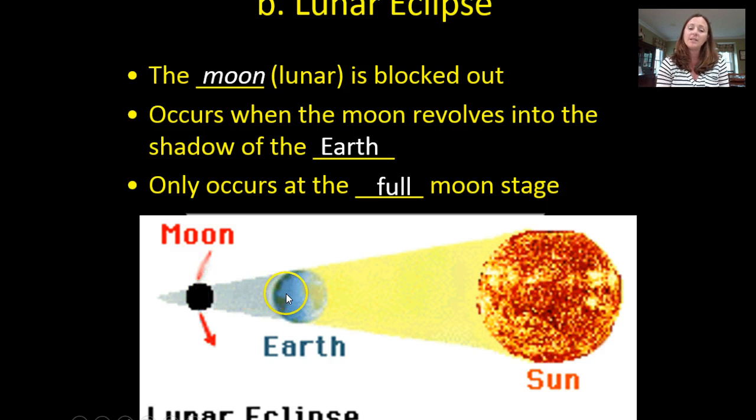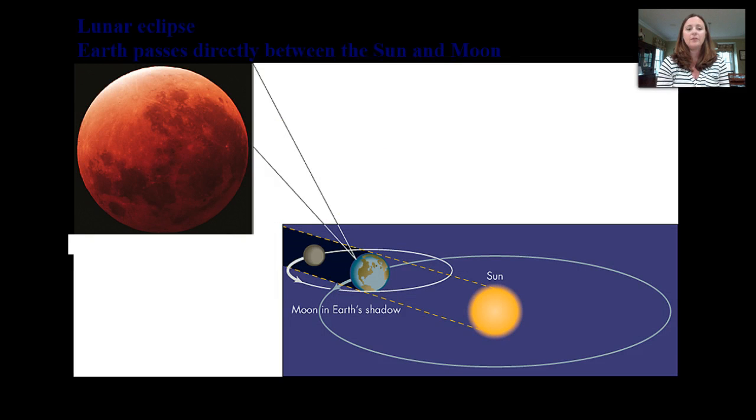But what happens at times is, because the alignment can be so perfect, the moon revolves around the earth and goes into the shadow of the earth that's cast by the sun. So it's pretty interesting. In a lunar eclipse, again, earth passes directly between the sun and the moon. So if you are standing right here and you're looking up at the moon, what you would notice is a reddish tint. The moon would almost look like it's darkening and turning a little bit red, and then it passes through that shadow and returns to its regular bright color.